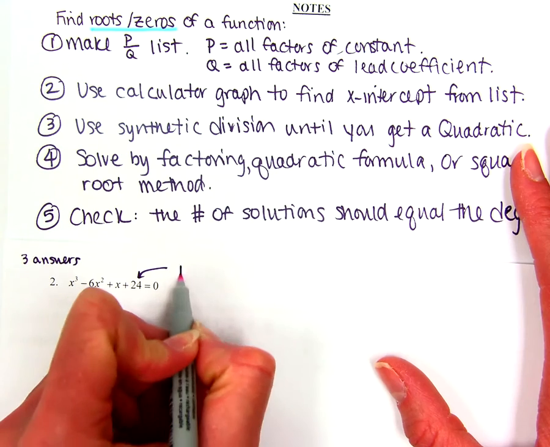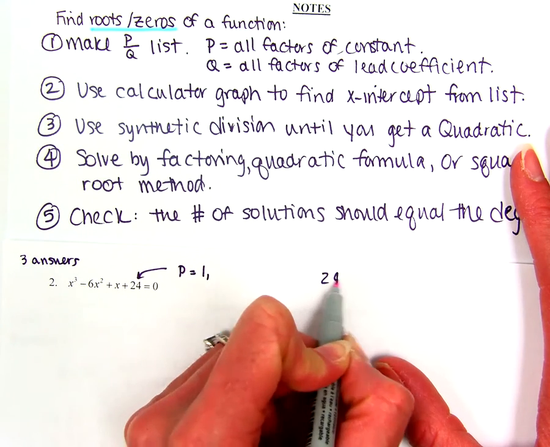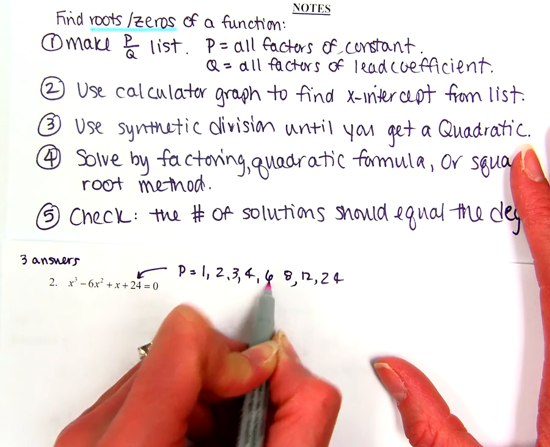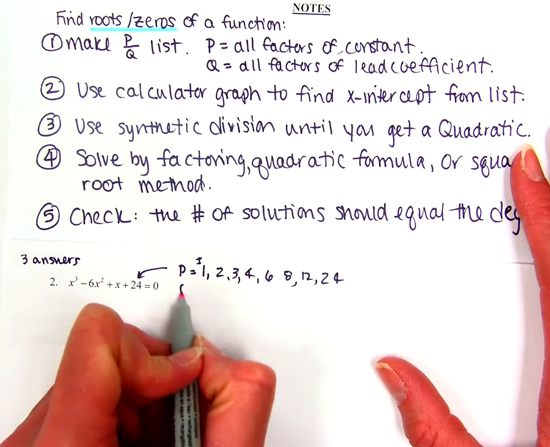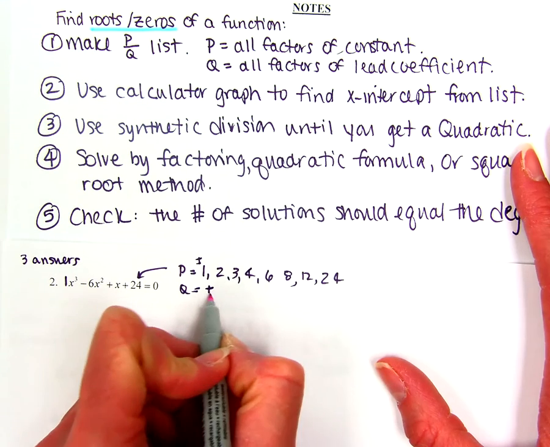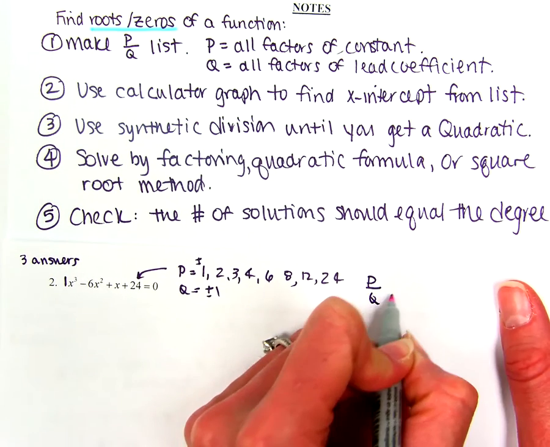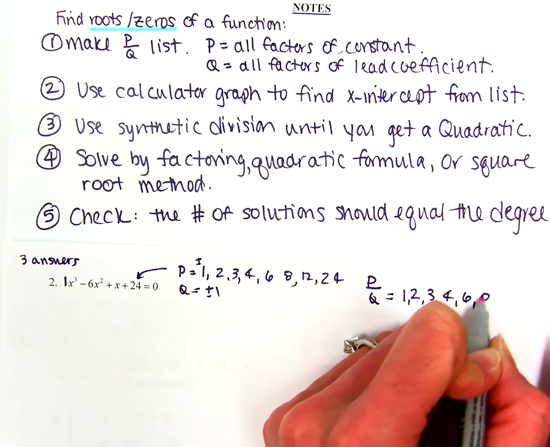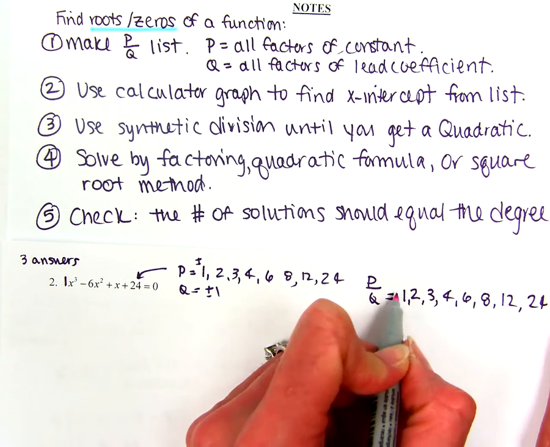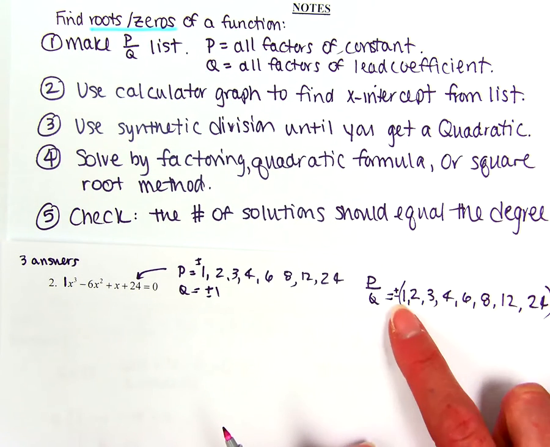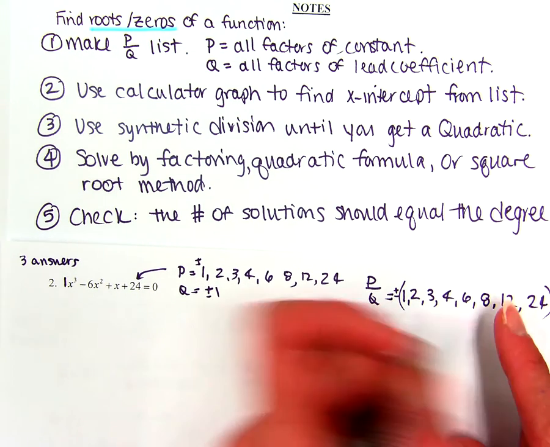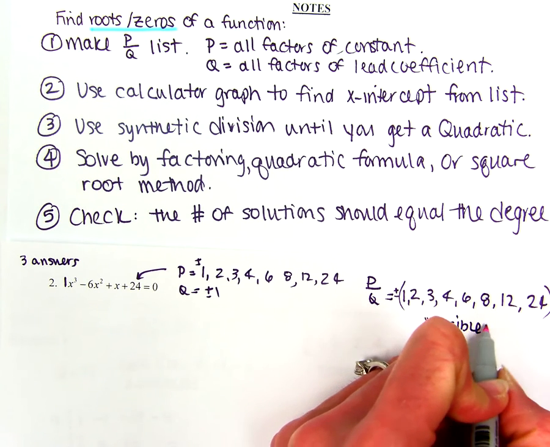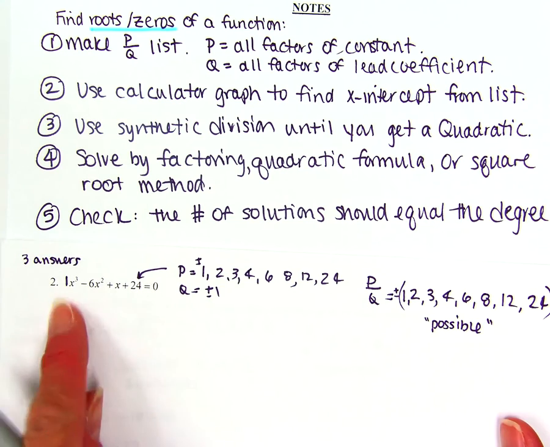Alright, so all my factors of 24 are 1 and 24, 2 and 12, 3 and 8, and 4 and 6. And any of them could be positive or negative. Q's are factors of 1, so that's just 1. So my p's over q's list is just 1 over 1, 2 over 1, 3 over 1, and so on. But any of these could be positive or negative. So this leaves me with 1, 2, 3, 4, 5, 6, 7, 8 times 2 is 16 possible solutions. But we know that these are not all going to work because we know we only have 3 answers.